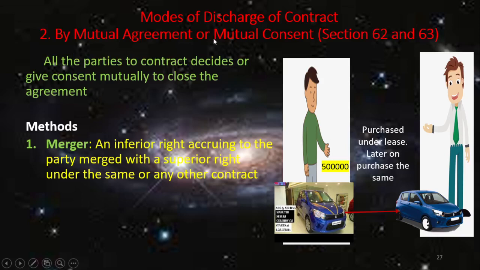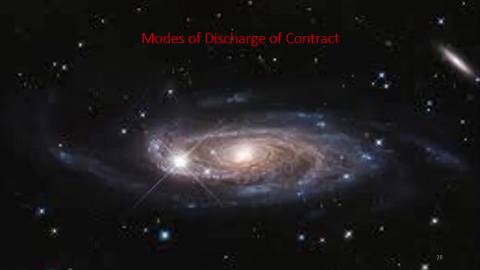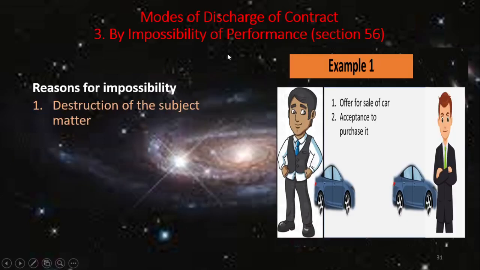So by mutual agreement, we have various categories to discharge the contract: novation, alteration, rescission, remission, waiver, and merger. And the third one is by impossibility of performance. There are various situations in which it will become impossible to complete the contract, and these impossibilities and the reasons for them are discussed here.